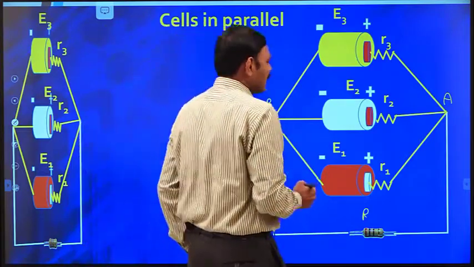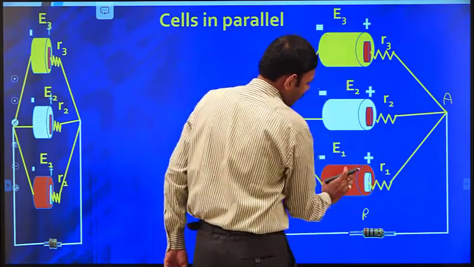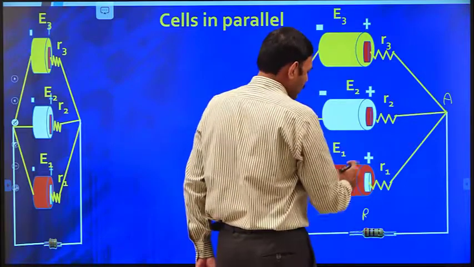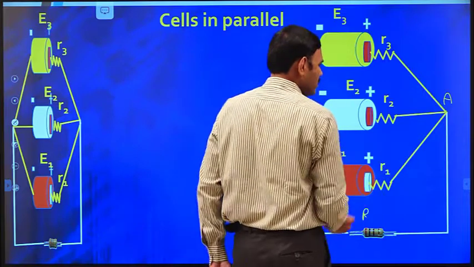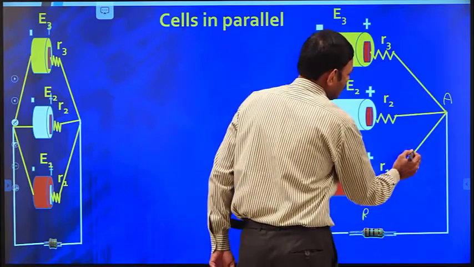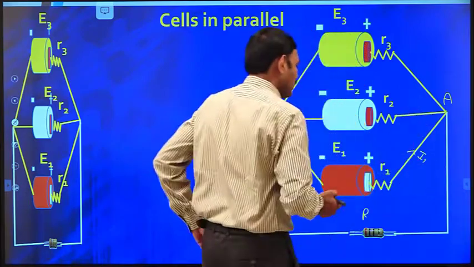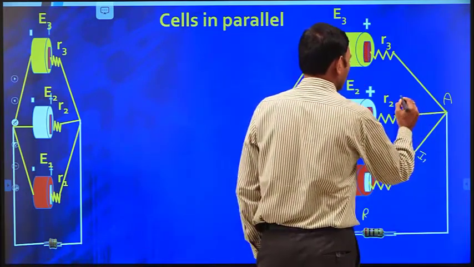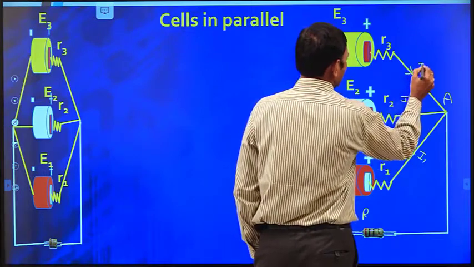Here the current is given by the cells, because every cell has the ability to do work and move the electrons. Every cell has its own EMF and it does work and moves the electrons through the conductor. Let I1 be the current passing through the first cell. Through the second cell, I2 is the current, because the cells are different, they are producing different currents. Let I3 be the current.